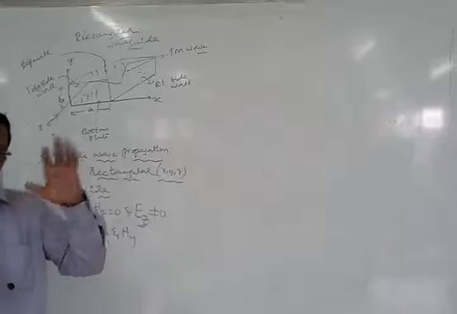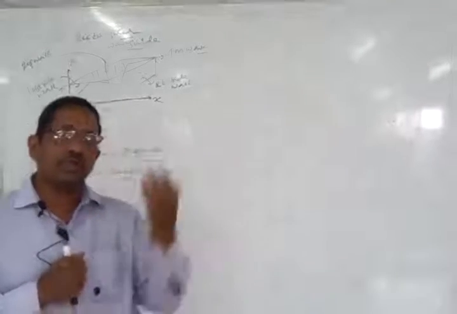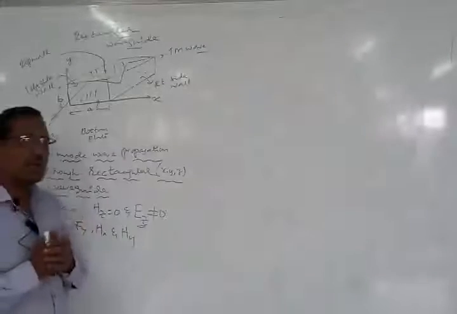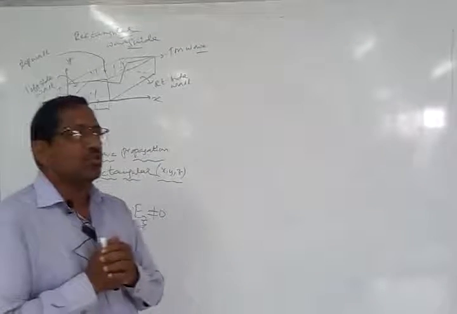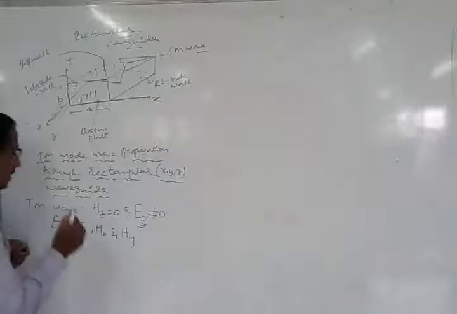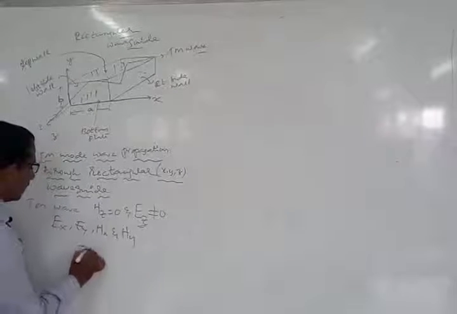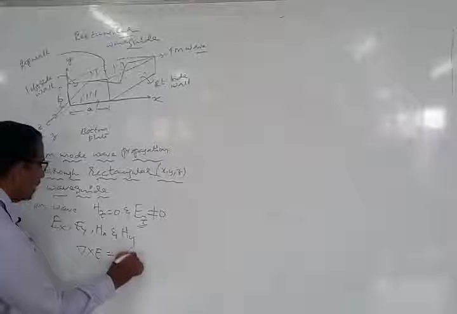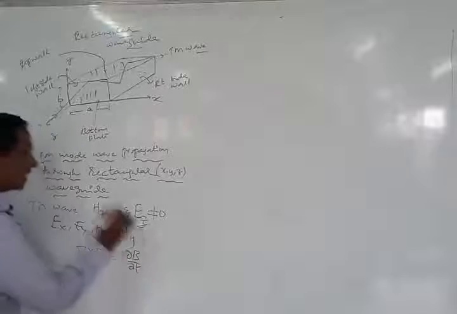So what is the route for us to solve? From where we have to come? We have to obviously come from Maxwell's equations. So we have Maxwell's equation for the electric field. What is the equation we have? Simply del cross E is equal to minus dou B by dou t. That is the basic equation we have.